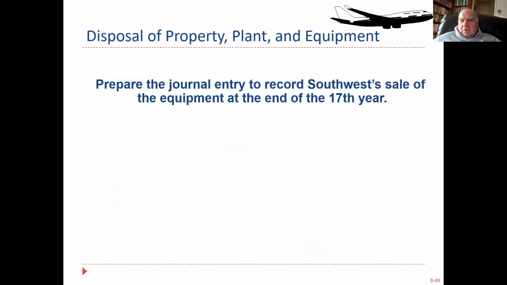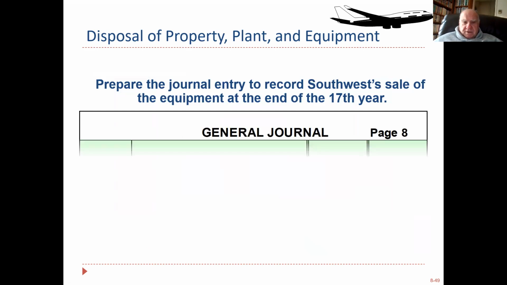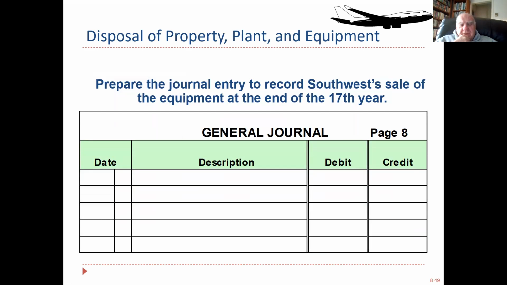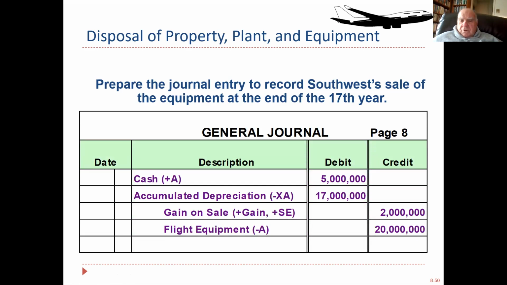Now I'm going to take you into the journal entry and give you another suggestion on how to digest the disposal of a fixed asset. Let's prepare the journal entry for the sale. Okay, so let's think about it. We got cash of 5 million, right? We know we're going to debit cash. We know we're going to debit the accumulated depreciation of 17. And we know we're going to credit the original cost of 20 million, leaving a gain of 2 million. So let's take a peek at this. We sold an asset that had a book value of 3 million for 5. There you go.